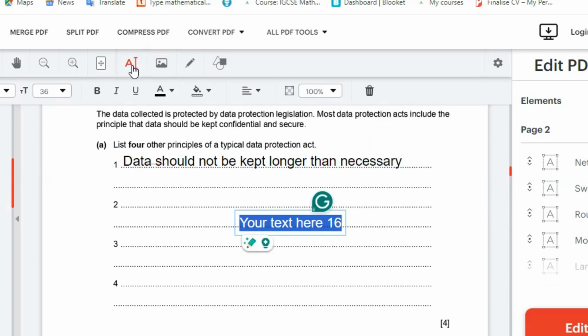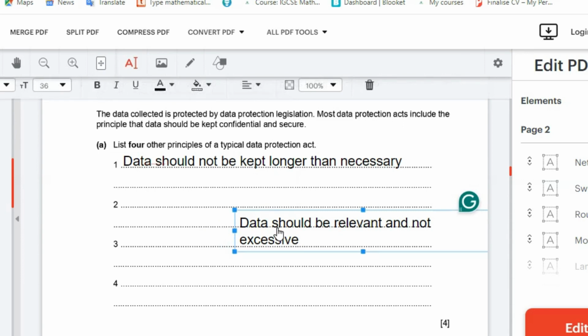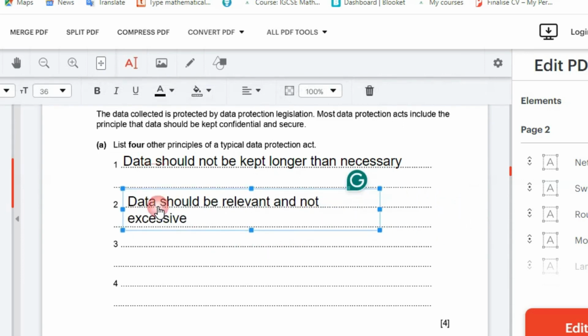Data should be adequate, relevant, and not excessive. Data should be relevant and not what? Not excessive. That is, you don't ask for things that you don't need from a patient. You only ask what is relevant to what you want to attend to, so that you don't ask unnecessary questions.